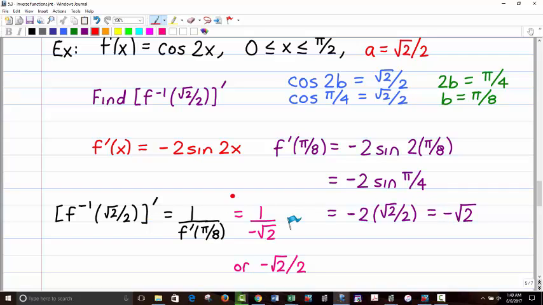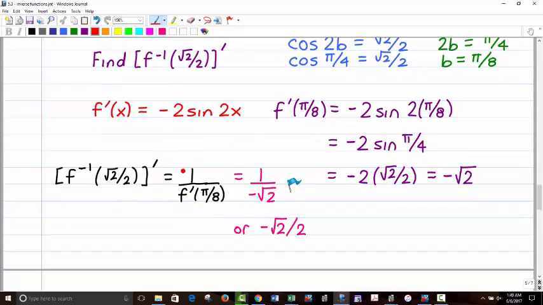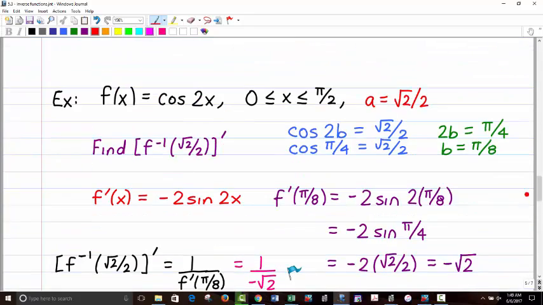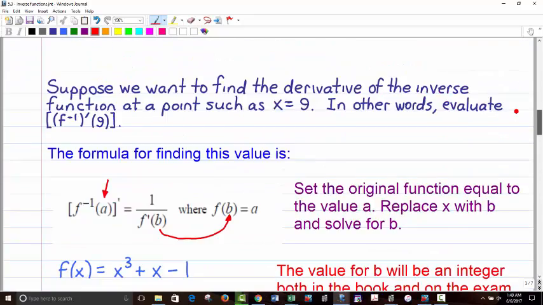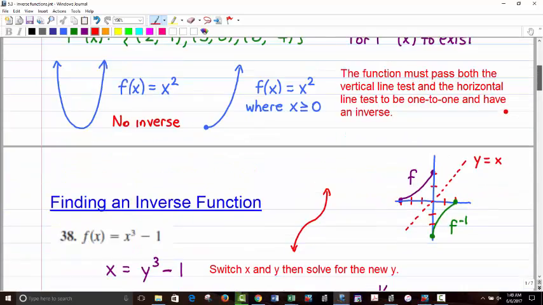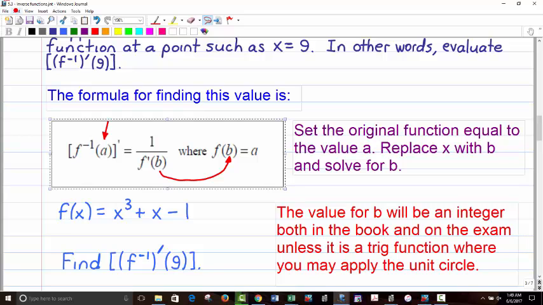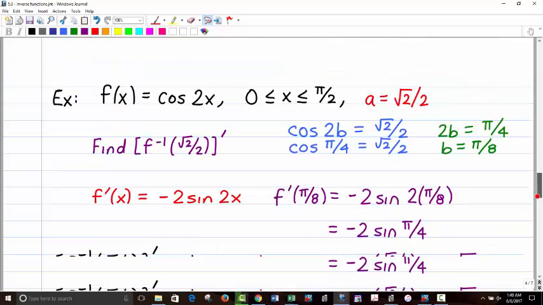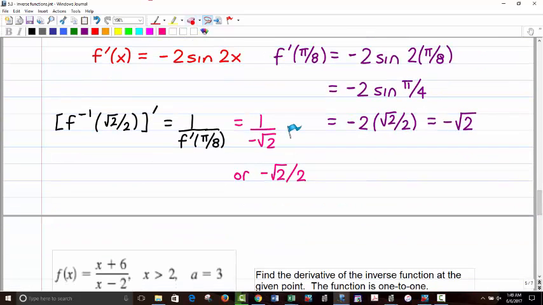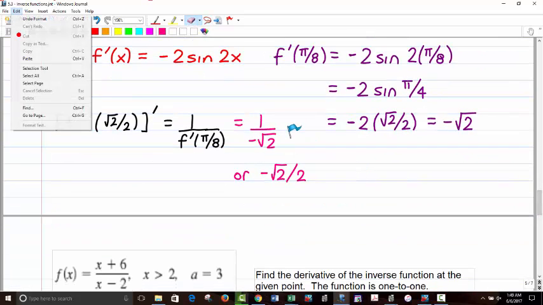But that's not the answer, because the formula for the inverse, remember, is, I could bring that back in there, couldn't I? It's 1 over that. One over that. So we have negative 1 over square root of 2.